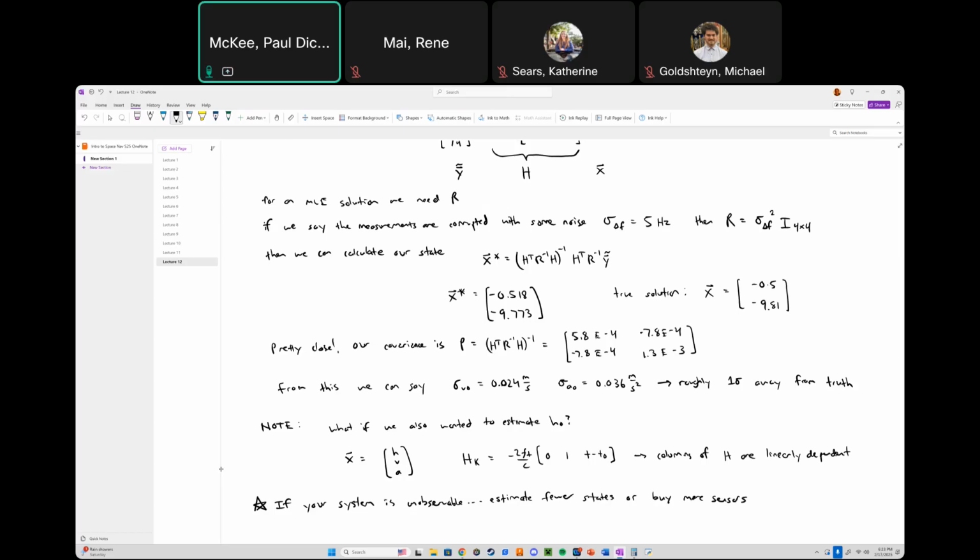Unobservable means that the information that you're giving me is not enough to uniquely determine the state. So either make the problem easier or get better measurements. Those are your options.